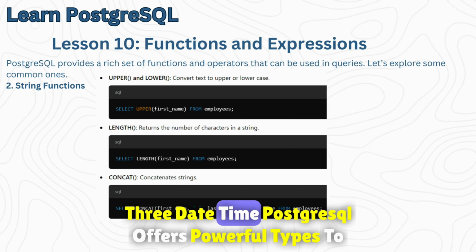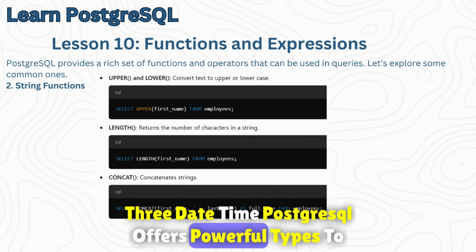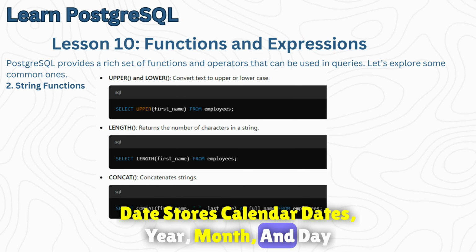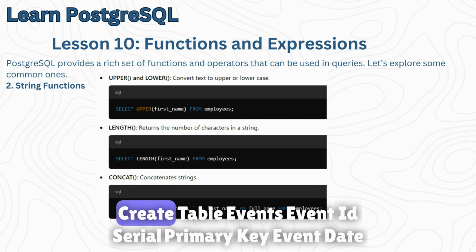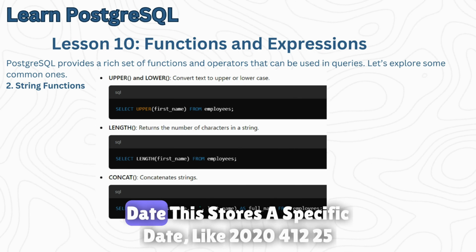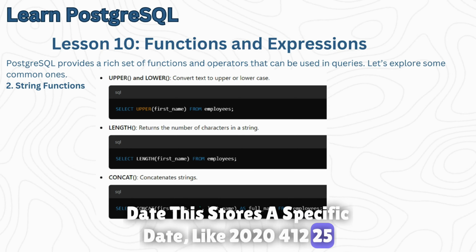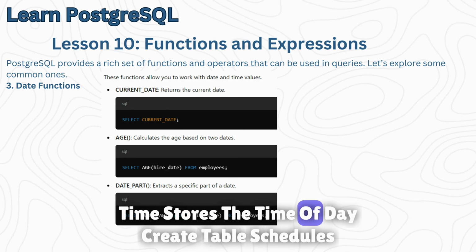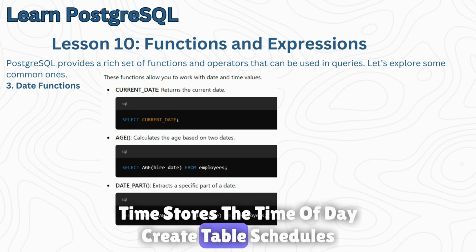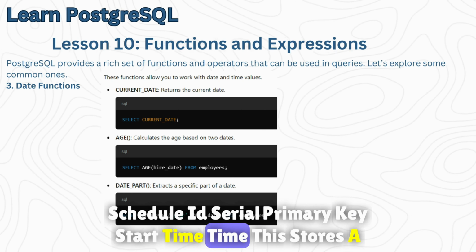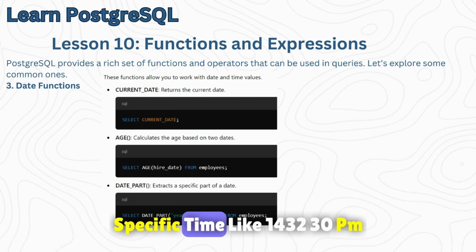3. Date/time types. PostgreSQL offers powerful types to handle dates and times. DATE stores calendar dates: year, month, and day. Example: CREATE TABLE events (event_id SERIAL PRIMARY KEY, event_date DATE); This stores a specific date like 2024-12-25. TIME stores the time of day. Example: CREATE TABLE schedules (schedule_id SERIAL PRIMARY KEY, start_time TIME); This stores a specific time like 14:30, 2:30 p.m.